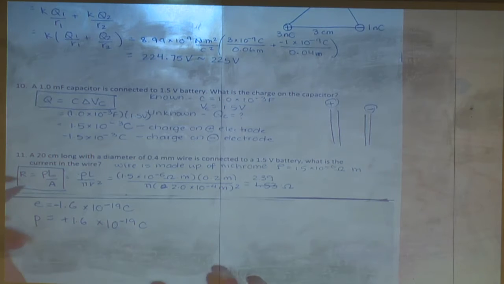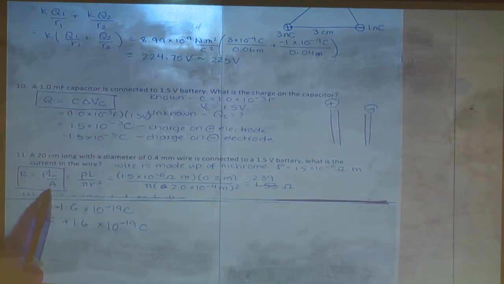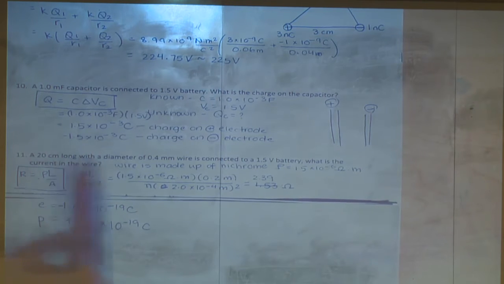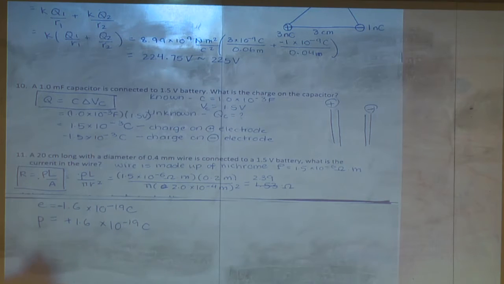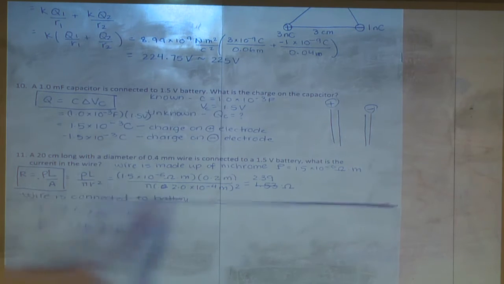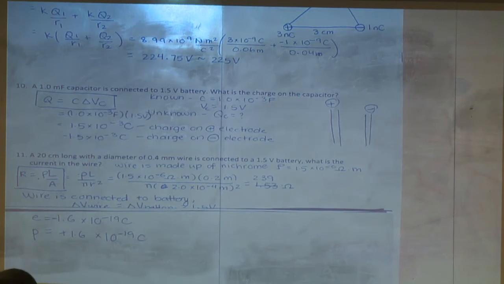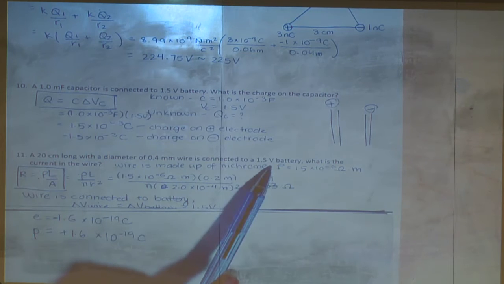where R stands for resistance, rho is the resistivity, L is the length of the wire, and A is the cross-sectional area of the wire. So we have a 20 centimeter long wire, that's our length. Our diameter is 0.4 millimeters, which means the radius is 0.2 millimeters, and that's going to be 2 times 10 to the negative 4 meters, squared, because it's r squared. And then the voltage is 1.5, right?